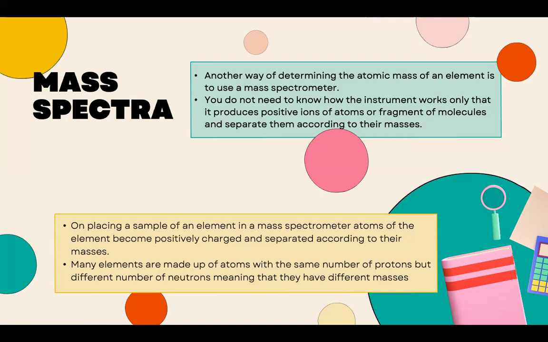On placing a sample of an element in a mass spectrometer, atoms of the element become positively charged and are separated according to their masses. Many elements are made up of atoms with the same number of protons but different numbers of neutrons, meaning that they have different masses.